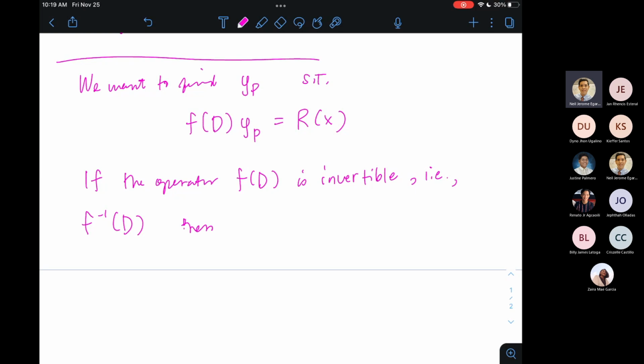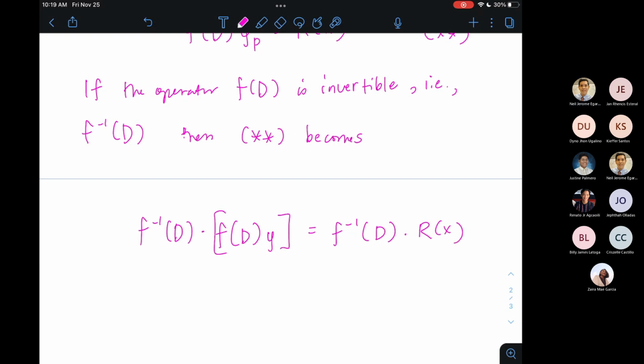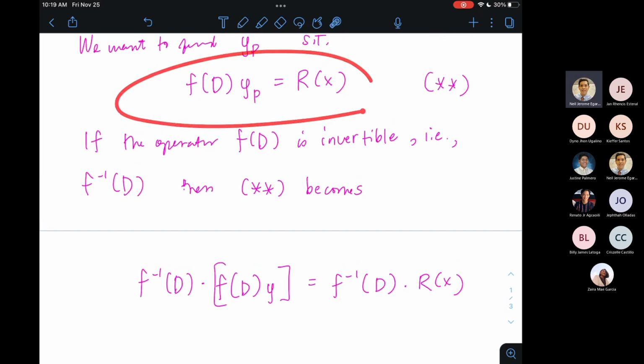Then I can just apply f inverse of D, which is the inverse operator, to both sides of our equation, double star, right? So we can say that double star will then become f inverse of D applied to f of D applied to y equals f inverse of D applied to r of x, right? In-apply ko lang sa kaliwa ng mga expressions sa double star yung f inverse of D.